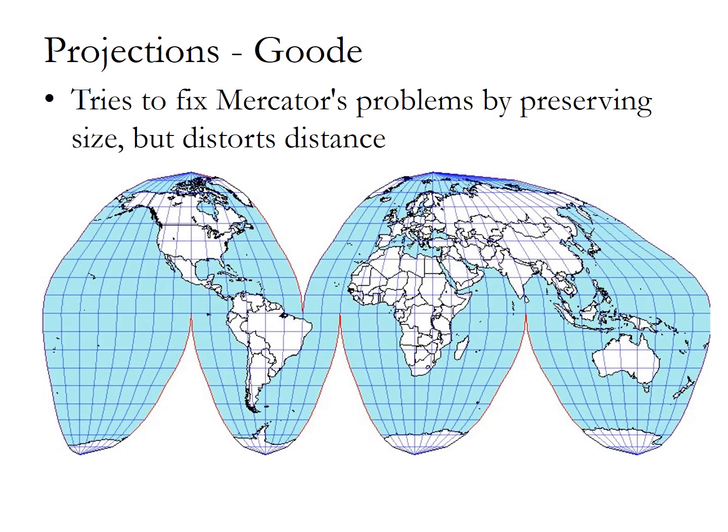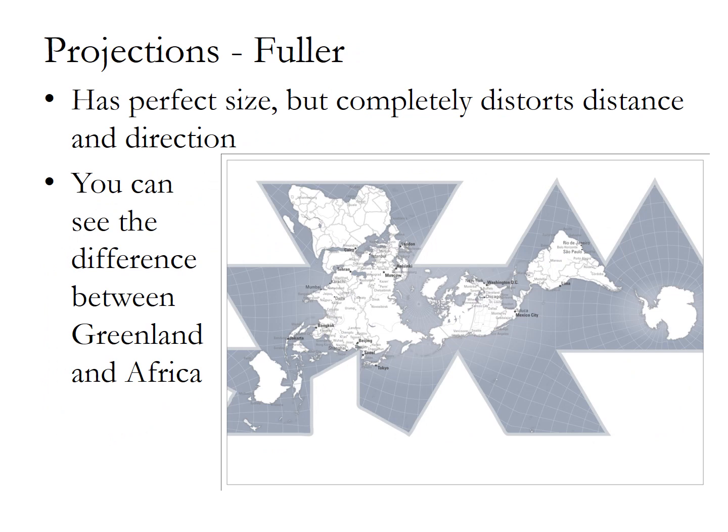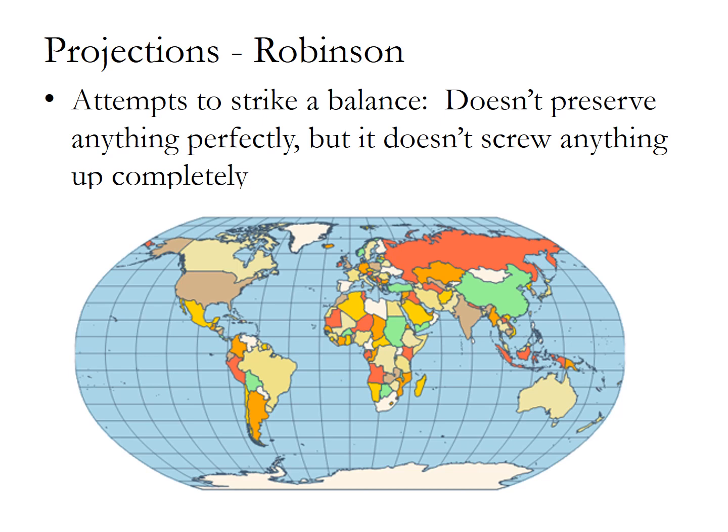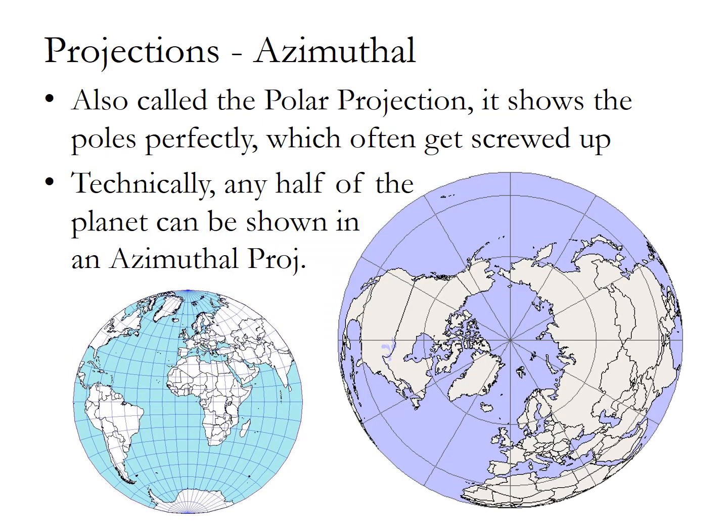We have the Goode projection. It preserves the shape of everything, but it distorts distance with the weird shape that it makes out of the Earth. We have the Fuller projection, which has perfect size, but completely distorts distance and direction. You can see the proper sizes of things, but you really don't know where you are. We have the Robinson projection, which is used in most classrooms. It kind of messes up everything a little bit, so we kind of just accept it. We have the azimuthal projection, or the polar projection, which shows only one part of the Earth, so the downside to this is that you can't see the other side.